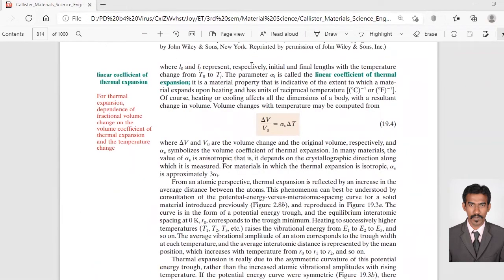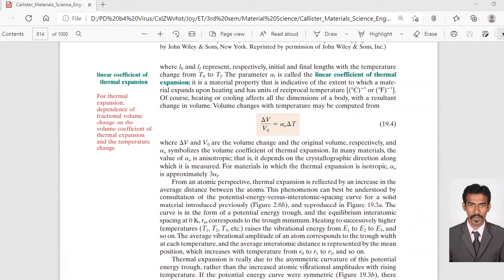Here L naught and LF represent the initial and final lengths respectively, with the temperature change from T naught to TF, where T naught is the initial temperature and TF is the final temperature. The parameter alpha L is called the linear coefficient of thermal expansion. The L is for linear coefficient. If it is V, that would be the volumetric coefficient, and if it is A, that is the area coefficient.